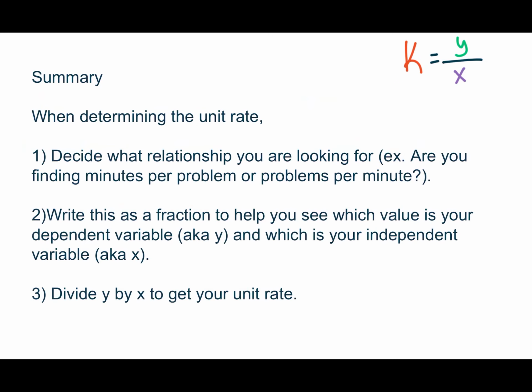So in summary, when determining the unit rate, first we want to decide what relationship we're looking for. If we think back to our example, were we looking for finding minutes per problem or problems per minute? That makes a difference in how we solve for our unit rate. We want to write this as a fraction to help you see which value is your dependent variable, or your y value, and which one's your independent variable, or your x value. And then lastly, we just want to divide y by x to get our unit rate.